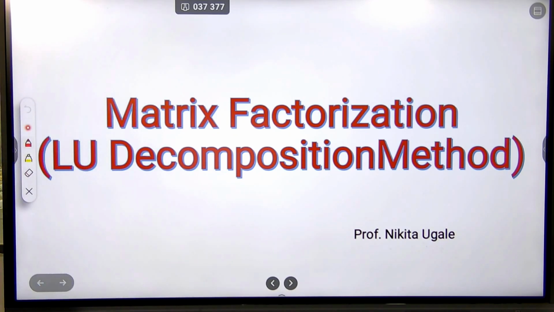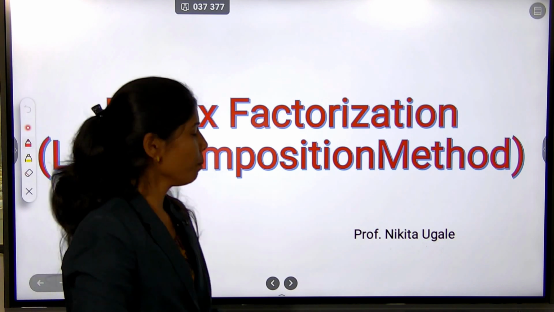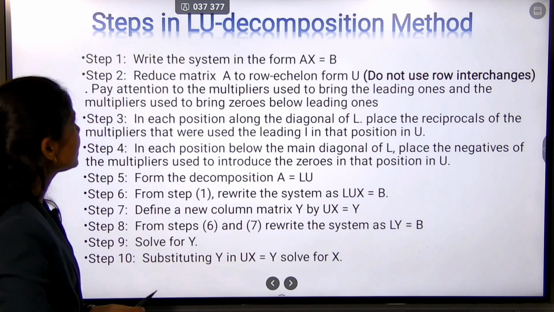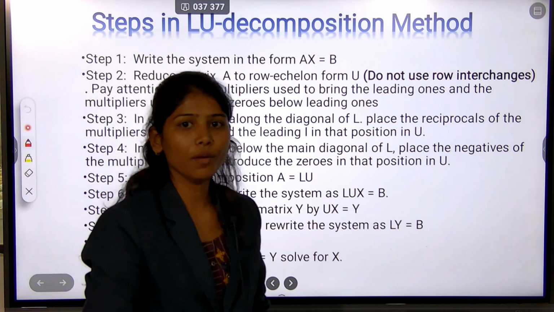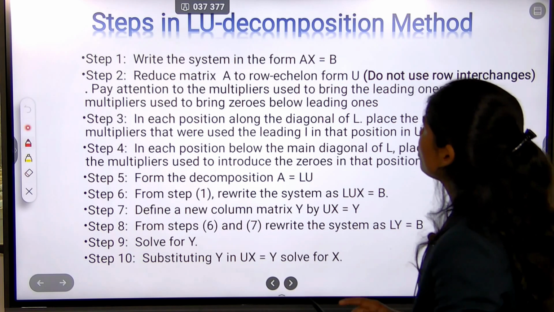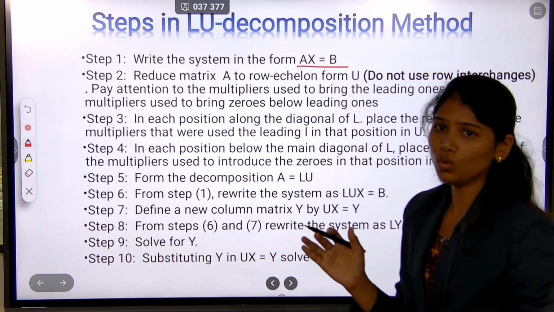Hello friends, our topic today is matrix factorization, that is, the LU decomposition method. So here are the steps in the LU decomposition method. What are the steps to find the LU decomposition? First of all, write the given system in matrix form Ax equal to B.